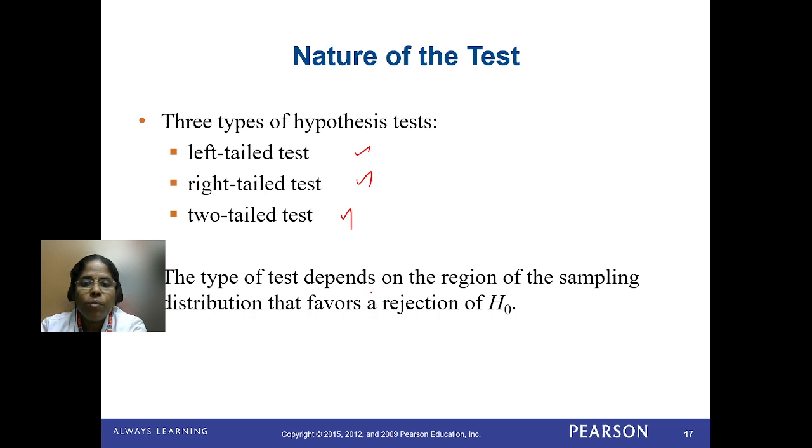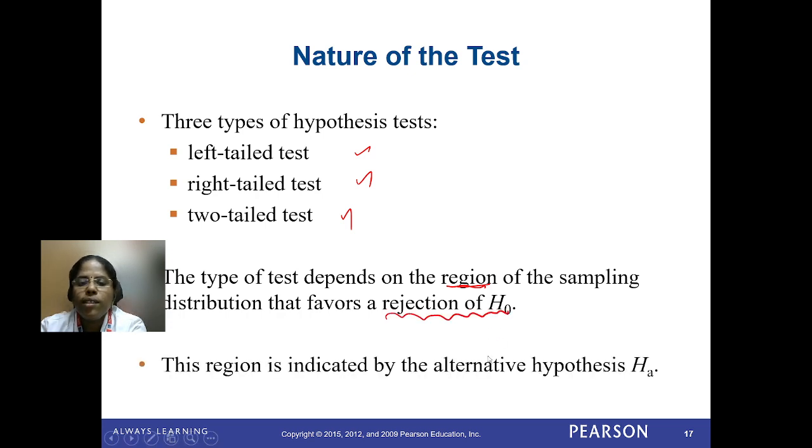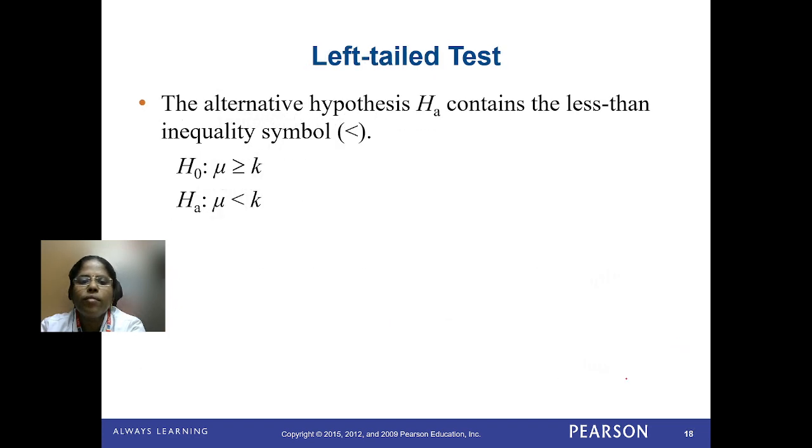Here the type of test depends on the region of the sampling distribution that favors the rejection of H0. Keep it in mind. This region is indicated by the alternate hypothesis HA or H1. So what is the left tail test? In the alternate hypothesis only we will have that inequality. In the null hypothesis we always have, you need to consider only the equality. So it depends upon the alternate hypothesis, we will have the nature of the test.